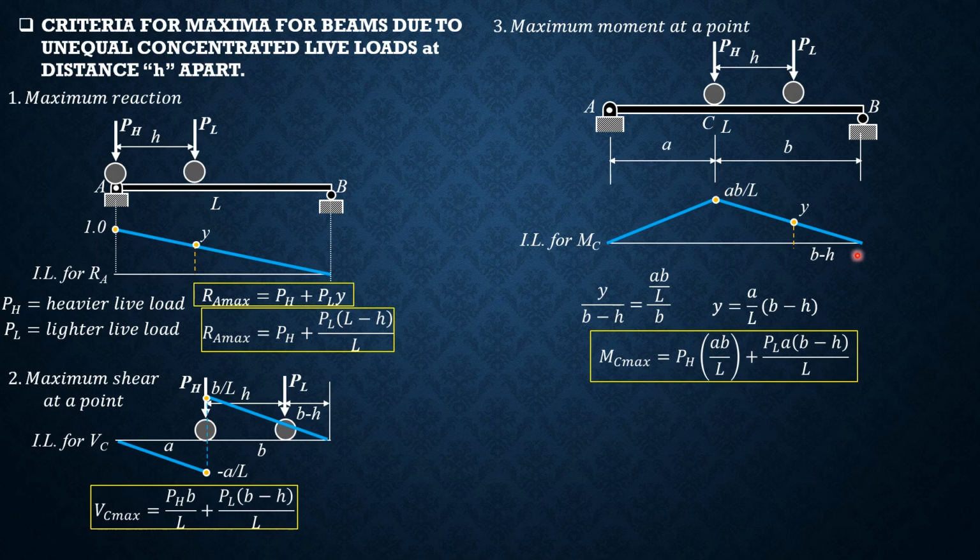Either the influence lines and the influence diagram by deriving the ordinate under the lighter load, and the second one is by statics. You compute for RA. After solving for RA, you cut section C, then the maximum moment at C is simply RA times this distance A. MC max is RA times A. So that's it for this part.